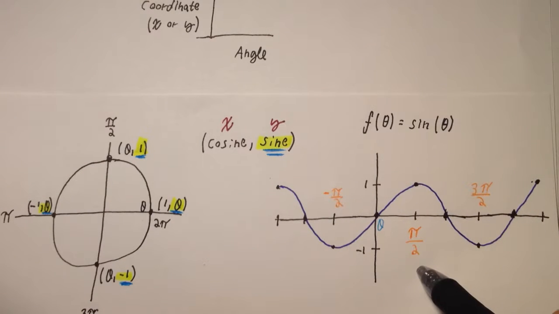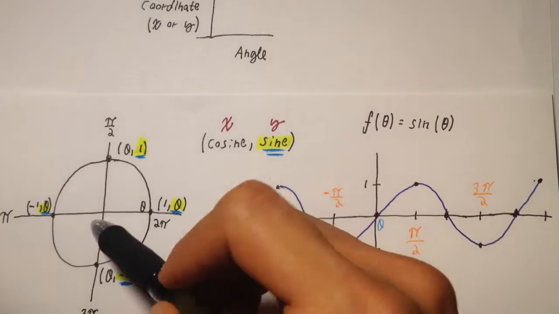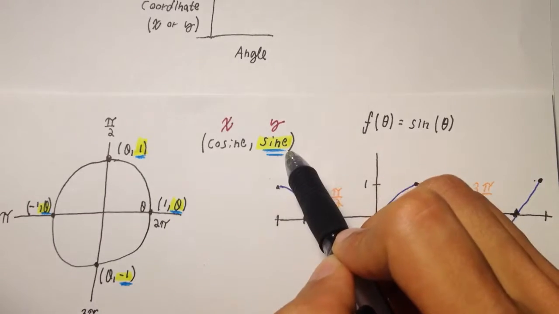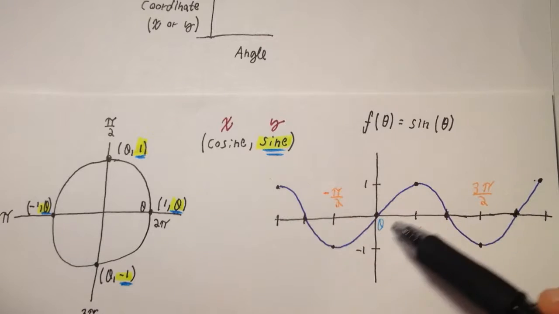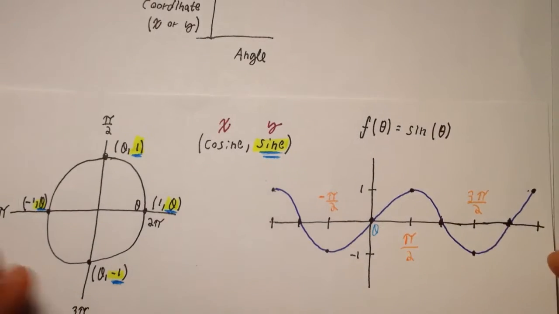At pi over 2, I have sine is equal to 1, the output. On my unit circle, at pi over 2, my y value is 1, and y value is the same thing as sine. And that's really all there is to it. It's just a continuation of this pattern, but on an xy coordinate system.